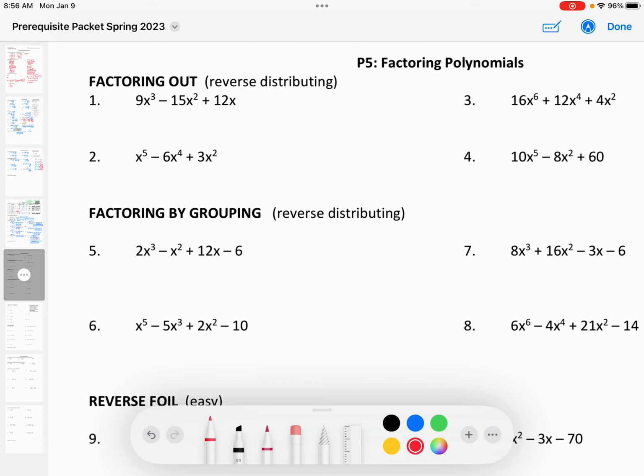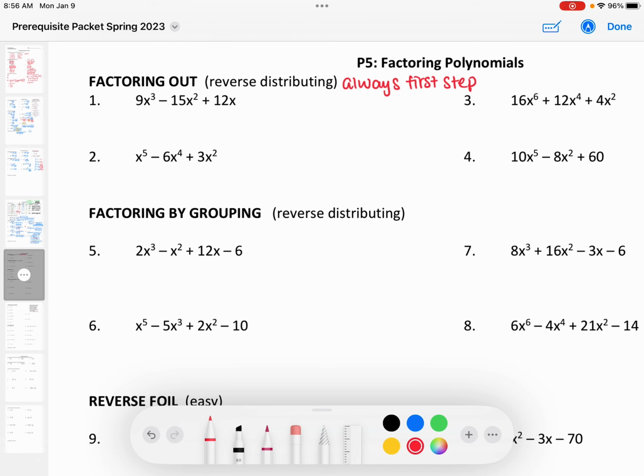All right, let's do some factoring. The first thing you should know is that you should always factor out. This is always your first step. And what is factoring out? It's basically undistributing. So it's dividing something out of every term.